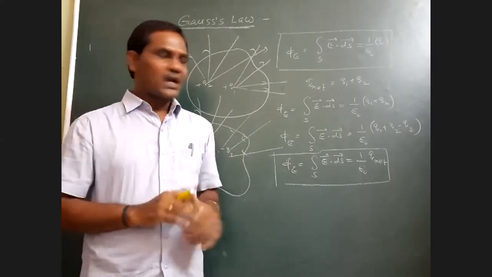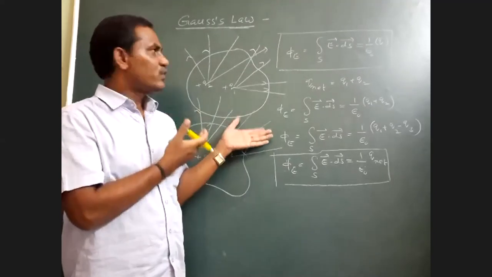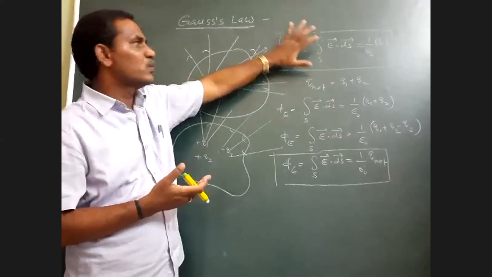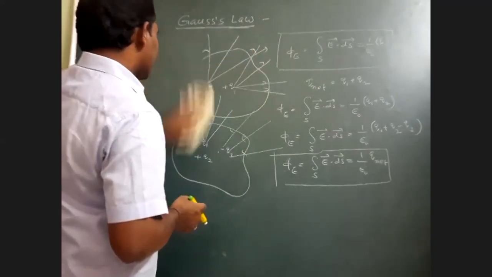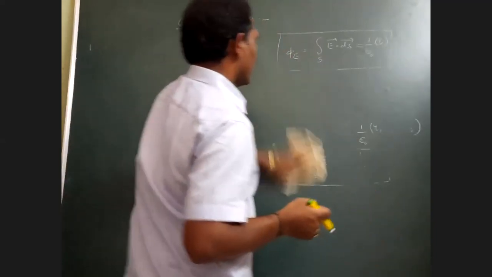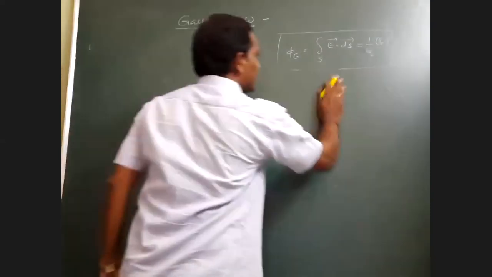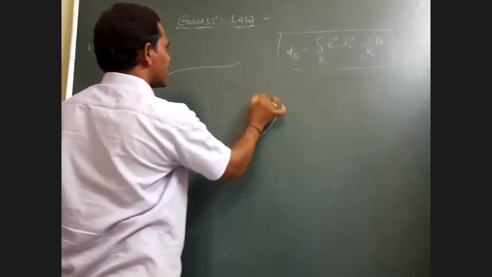Now, let us go on to how to derive the differential form from the integral form of this Gauss law. We have to derive this, right? For that, I am considering the diagram. You see here, very simple. This is a closed surface, right?